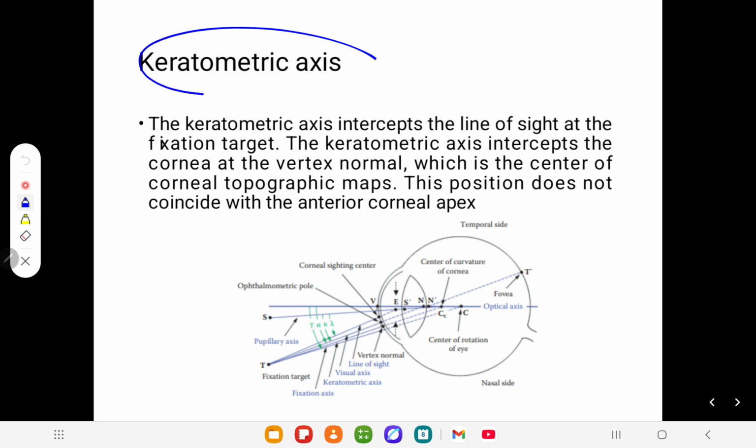Okay, the keratometric axis. Just remember, it is an instrument axis. The keratometric axis intercepts the line of sight at the fixation target. So the line of sight should be intercepted at the fixation target, isn't it?